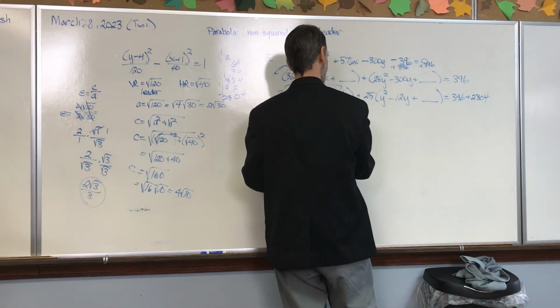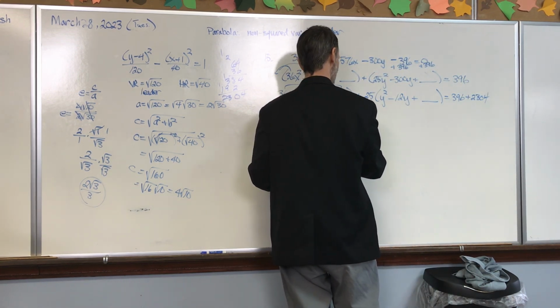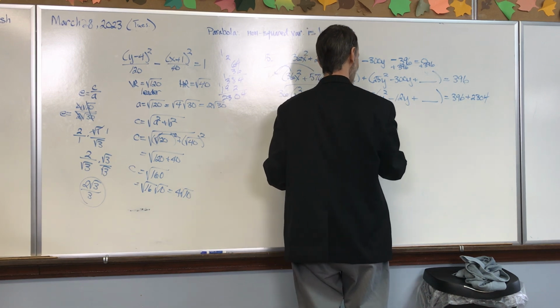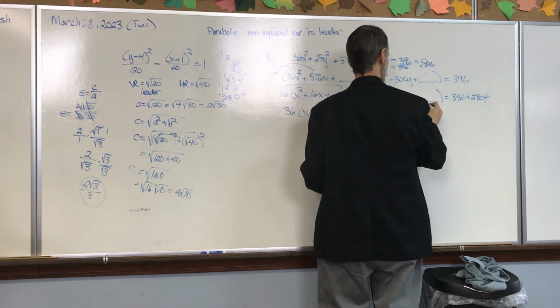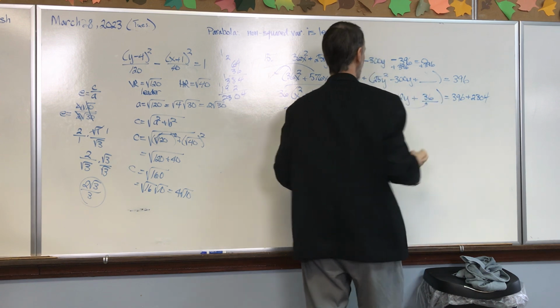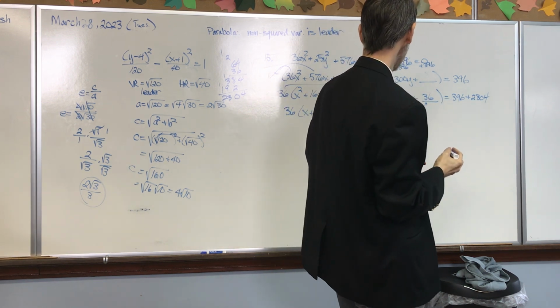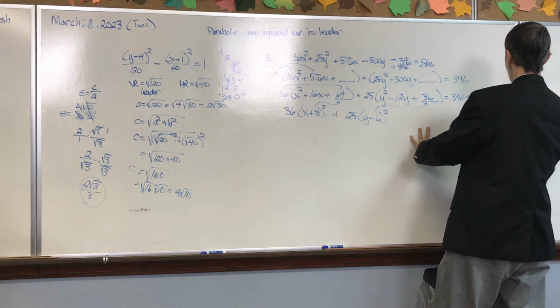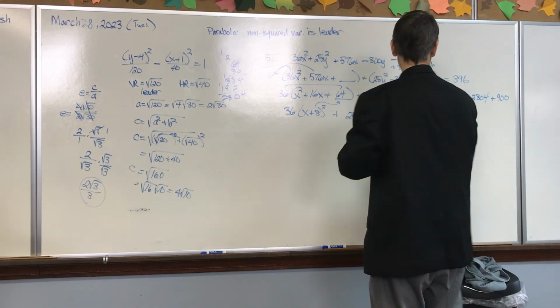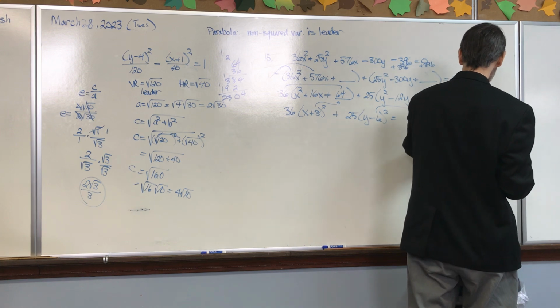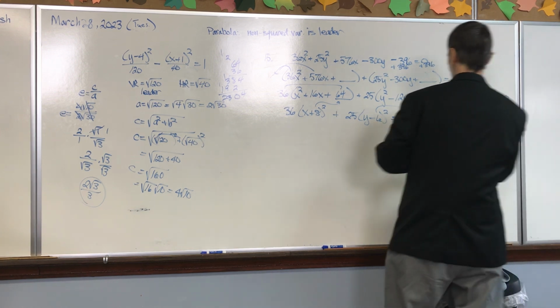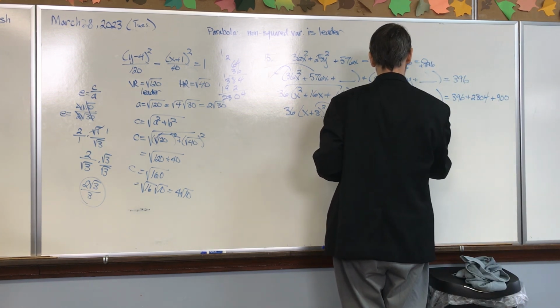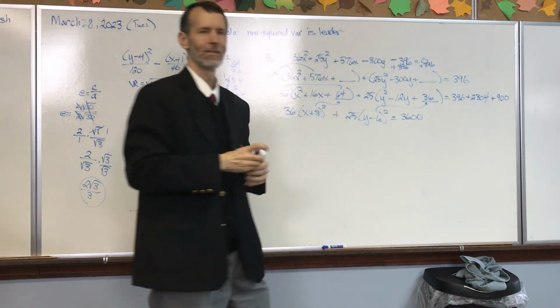And this side, this is 25 parentheses y minus 6 squared. So this should be 36. 36 times 25, 900, I think. So this all adds up to 3600.